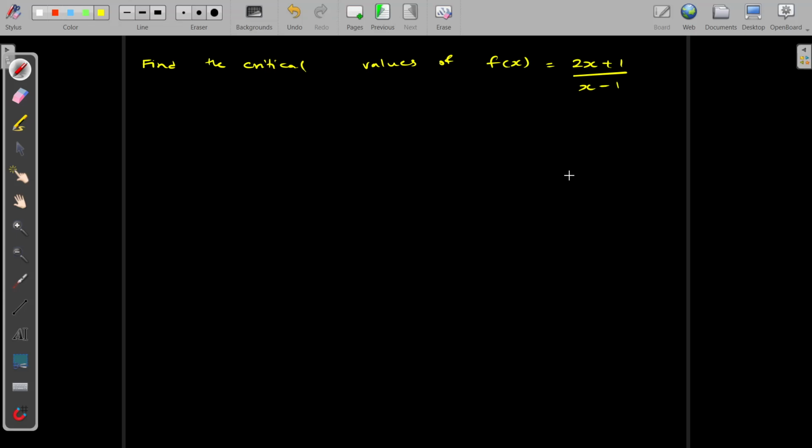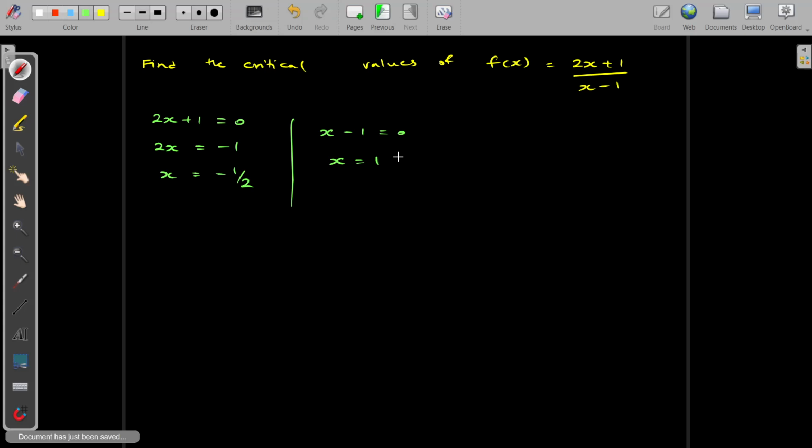And we can do so by saying numerator is equal to 0, denominator is equal to 0. So 2x plus 1 is equal to 0, 2x is equal to negative 1, x is equal to negative a half. Or x minus 1 is equal to 0, x is equal to 1. So those would be the zeros of the function. If we substitute any one of those in the function, it's going to result in 0.